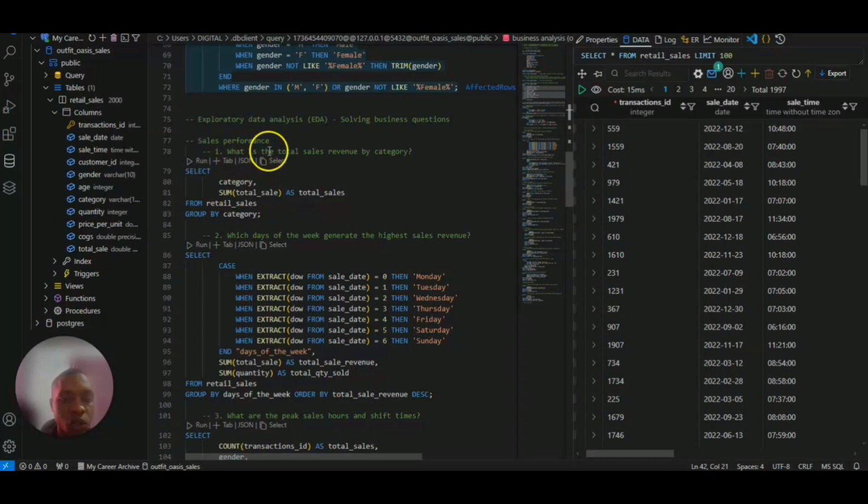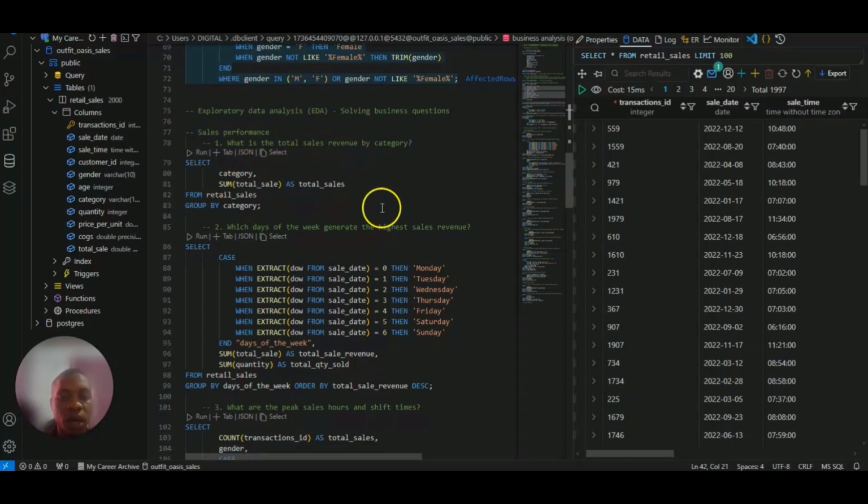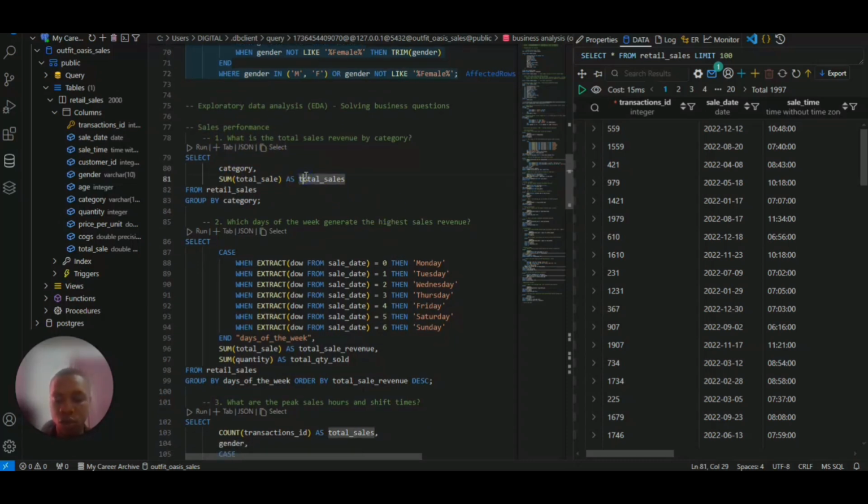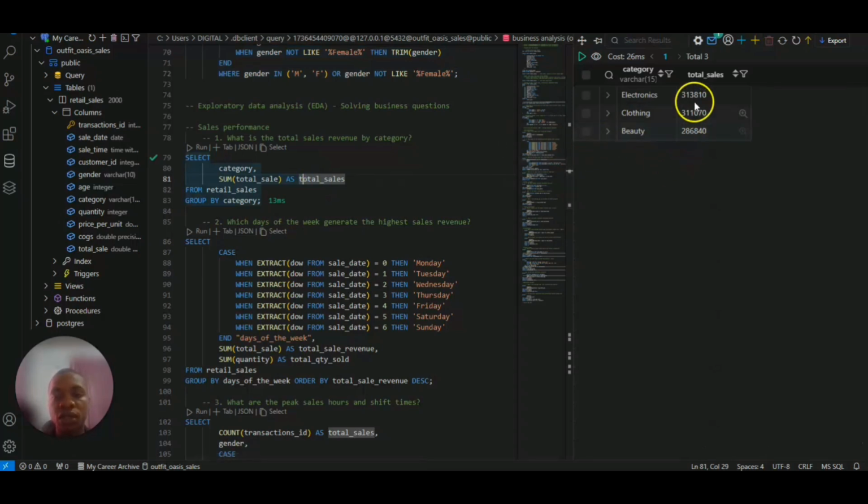So the number one question: what is the total sales by category? So this is a query. Chloe, you can see the answers here. This is the total sales the company did for the year. You can see electronics did more than clothing compared to beauty.